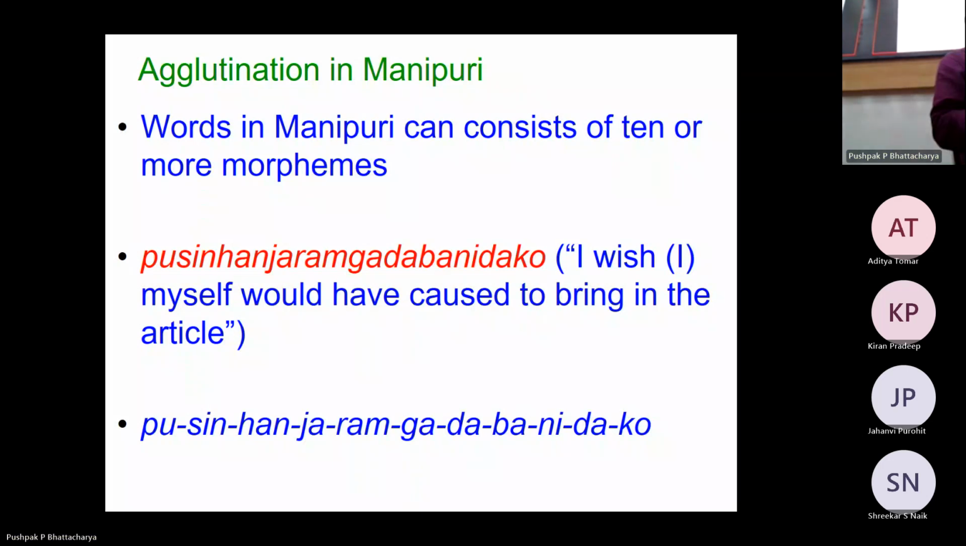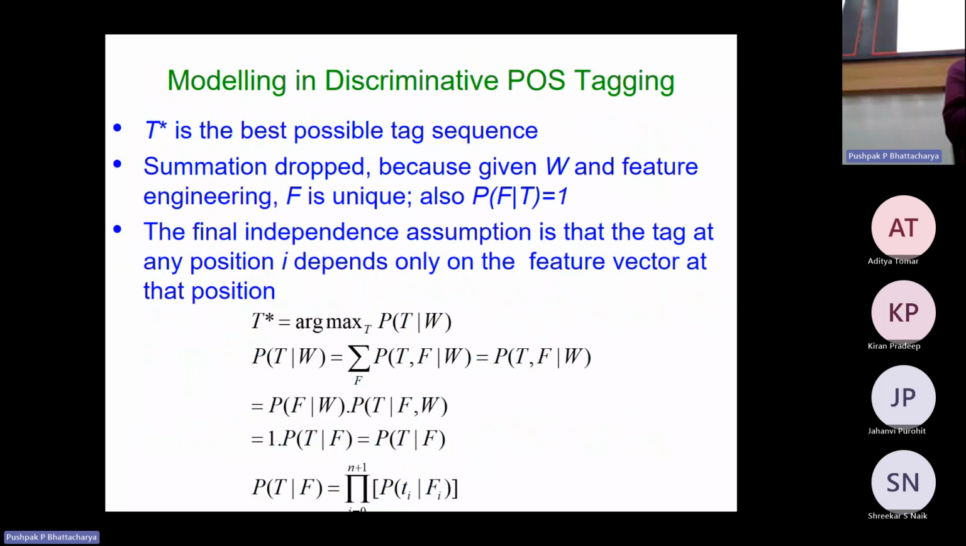Now let's come to the discriminative modeling, which is probabilistic. We have T star equal to argmax T, probability of T given W, our starting formulation. Now, probability of T given W is marginalized over all possible feature vectors: the summation of probability of T comma F given W. This can be written as probability of T comma F given W, dropping the summation.